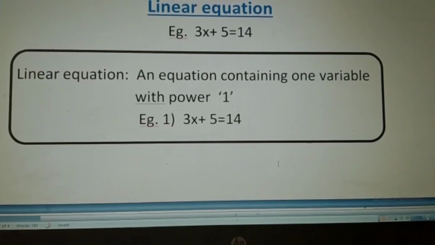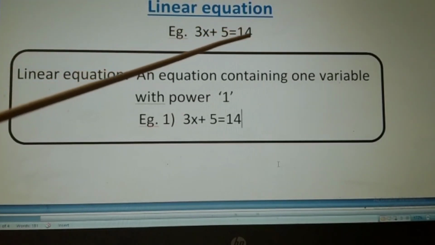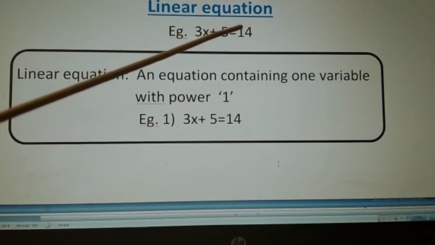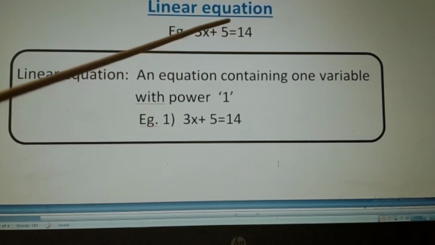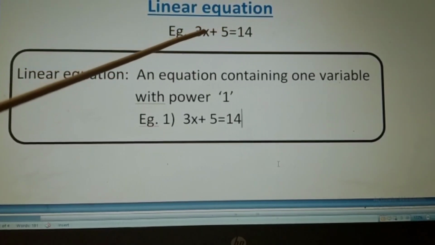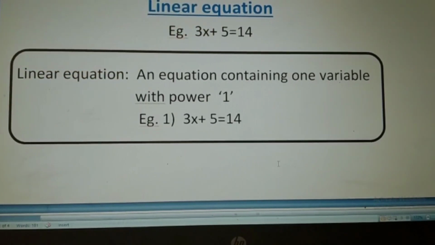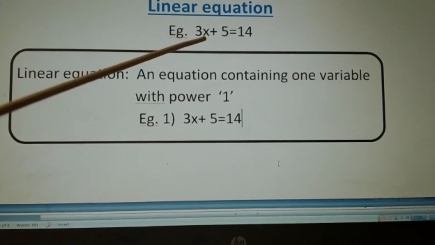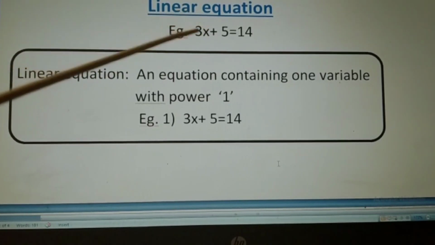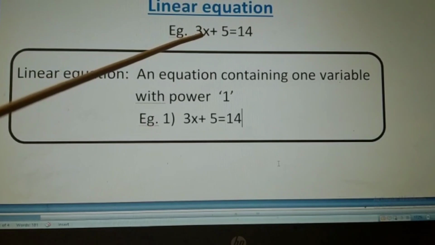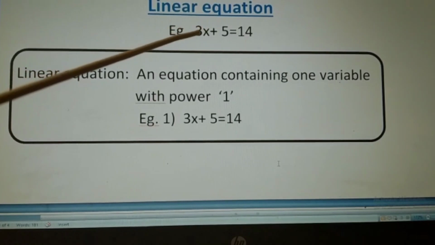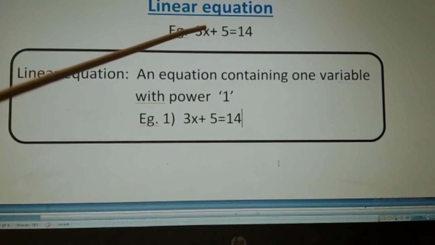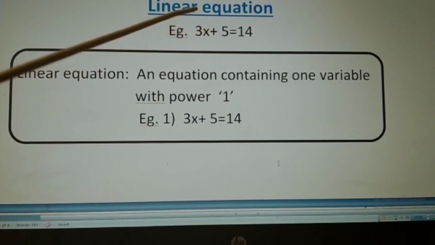We will get into linear equation. I am taking one example. 3x plus 5 is equal to 14. Is it an equation? Yes, it is an equation. Why? Because equal sign is here. In 3x, what is the variable? Here, x is the variable. Here, highest power of variable x is 1. When the power of variable is 1, we do not mention it there because it is understood as 1.